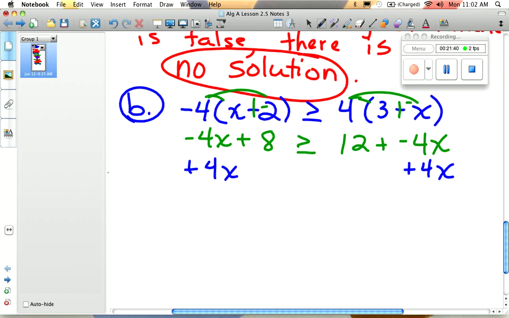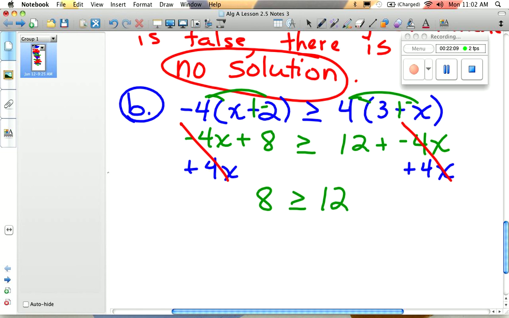Don't these x's over here cancel? So it's gone? Yes. So we have 8 instead of x, right? 8 is greater than or equal to, and what happens with the x's on this side? They eliminate also. So 8 is greater than or equal to 12. True or false? False.